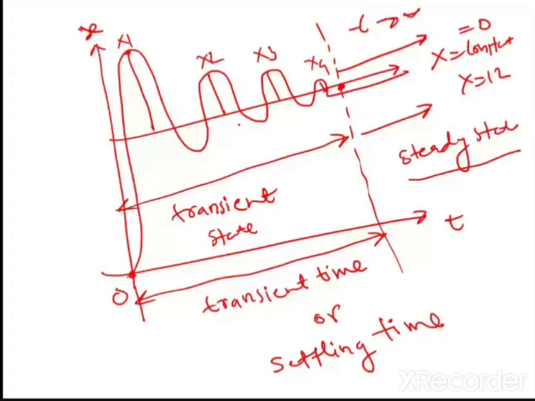So damped vibrations are called transient vibrations, and steady state vibrations are also called undamped vibrations. I hope it is clear to all of you. Message me yes or no. Have you understood this phase? Then I can move on to the next point.